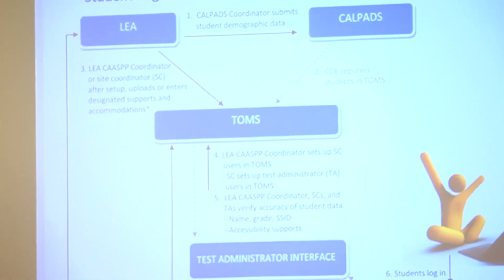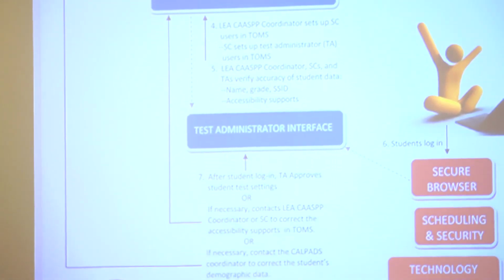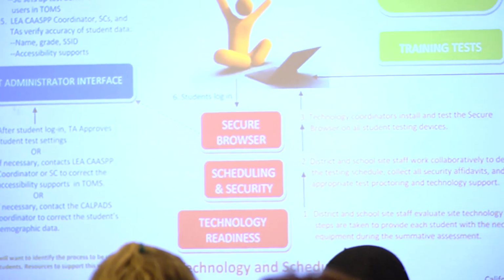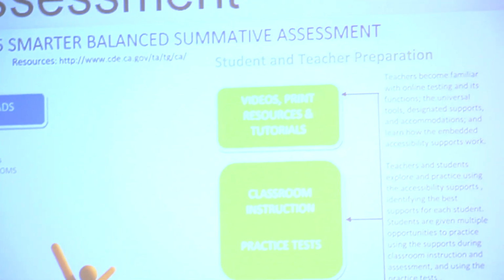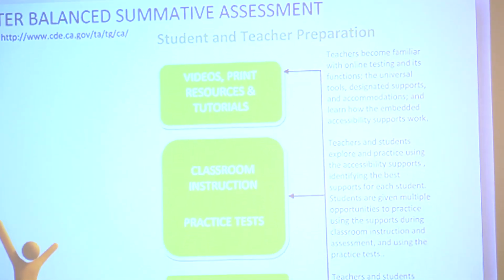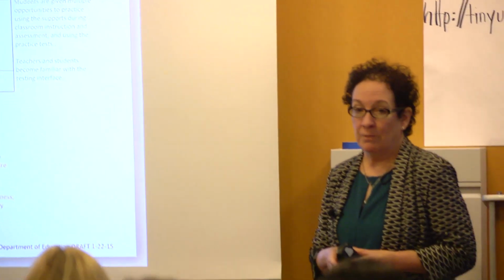So on the left-hand side, it's the work that is involved in getting the student information accurately into CalPADS, because CalPADS is the source of student data, their name, their grade level, all of those things. If their grade level is not right, it's hugely important, because they won't get the right test, literally. They will not be able to get the right test.